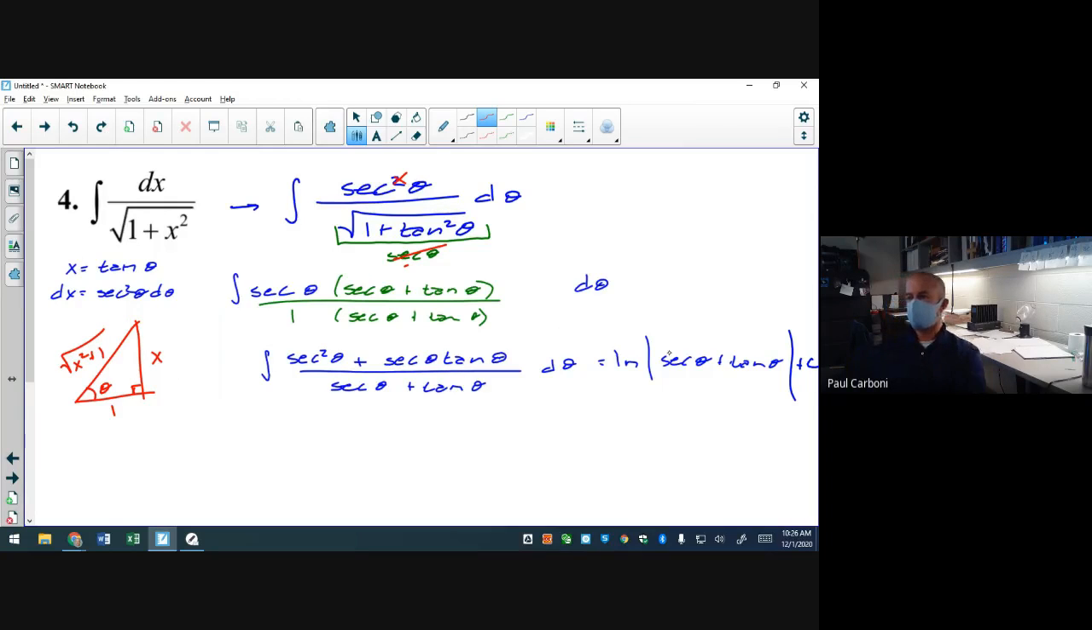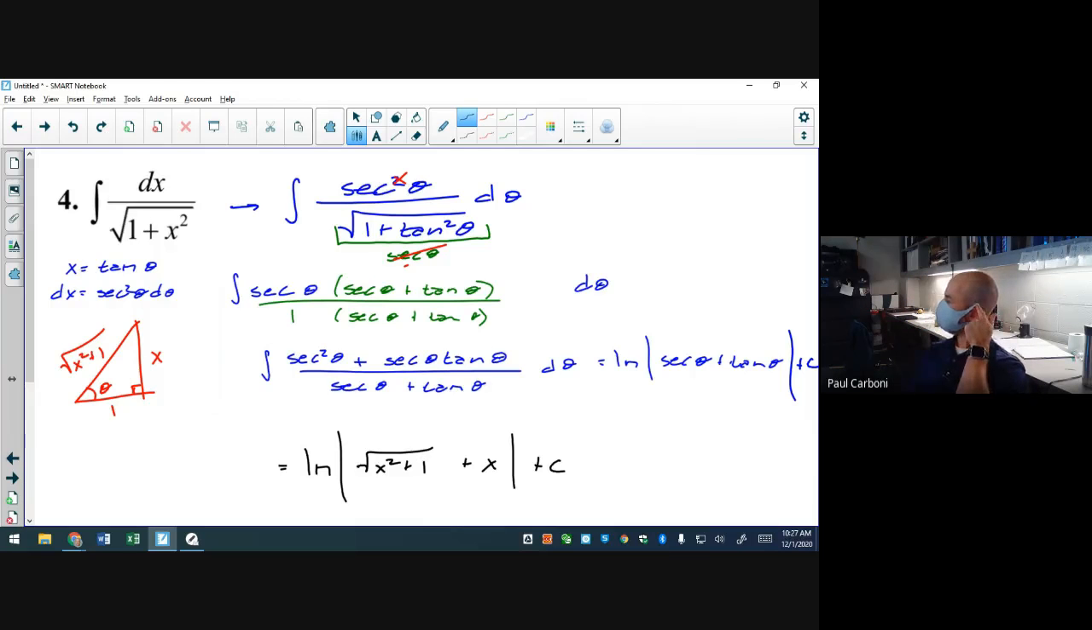And I need the natural log of secant theta plus tangent theta. So my final answer is natural log of secant, which would be the reciprocal of cosine. So that'll be root x squared plus 1 over 1. And tangent theta is just x, plus c. There's your answer. Shiny, happy people?